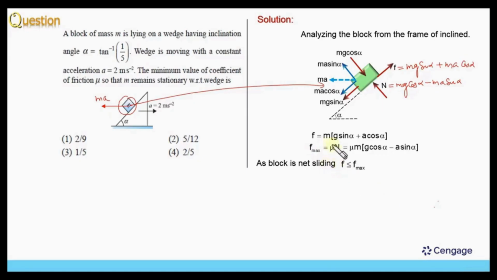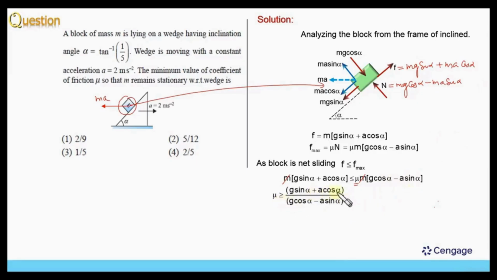And we know f equals m(g sin alpha plus a cos alpha), and f max equals mu m(g cos alpha minus a sin alpha). Here small m and small m will get cancelled. Now we can get the value of mu. So here we can write mu is equal to (g sin alpha plus a cos alpha) overall divided by (g cos alpha minus a sin alpha). So this is the value of mu.